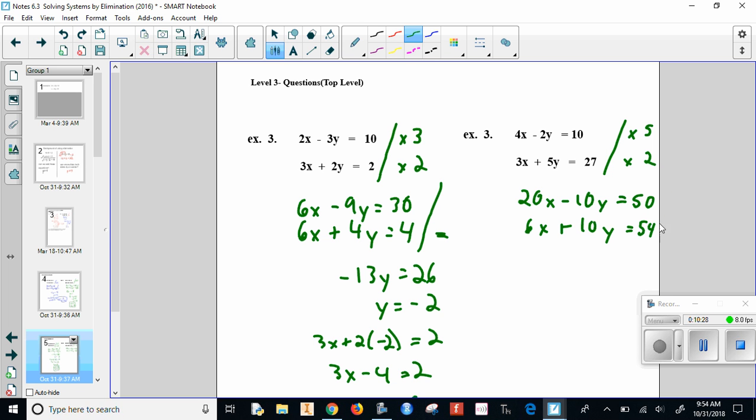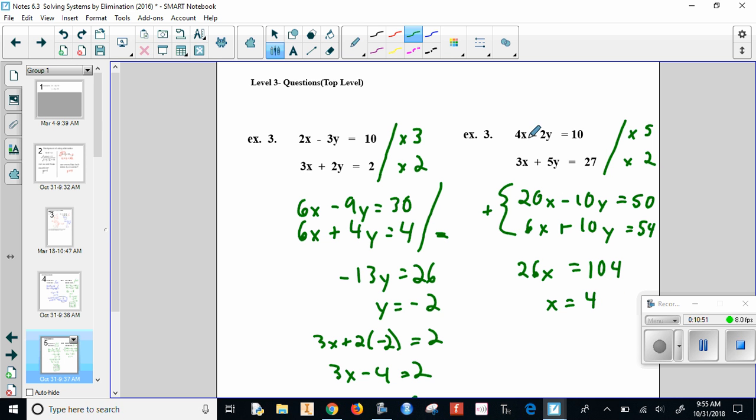Now, I didn't leave room to leave my little dash line. So let's just write it over here. Here, I'm going to want to add. So I get 26x. Adding these is going to cancel out. And this is going to be 104. Divide both sides by 26. And x is going to be 4.